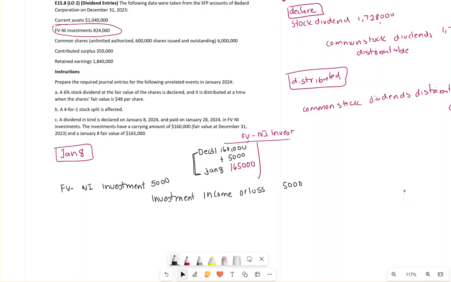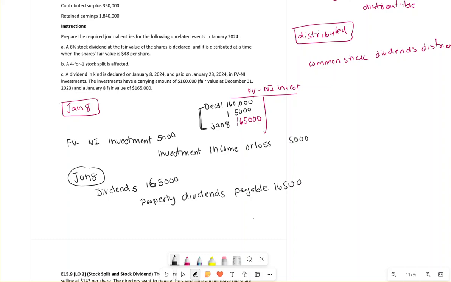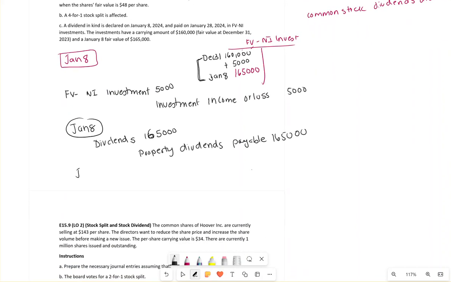The second entry: you have to declare a dividend on January 8th. And how would we declare a dividend? The debit will be your dividend. Credit will be property dividends payable. That will be 165,000. And then on the 28th, what we are doing is we're giving our shareholders the investment. So the debit will be your property dividend payable.